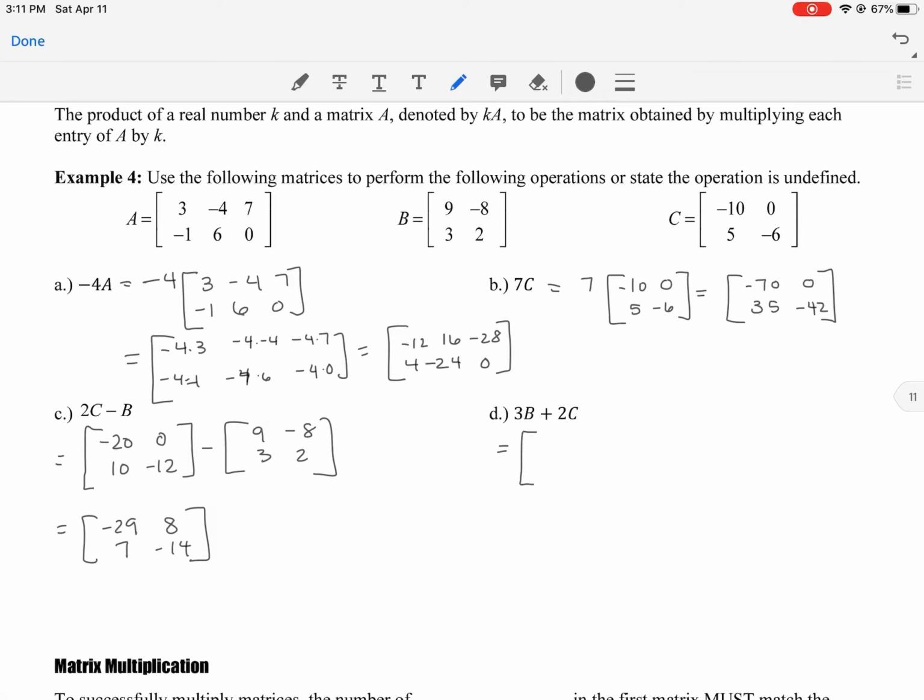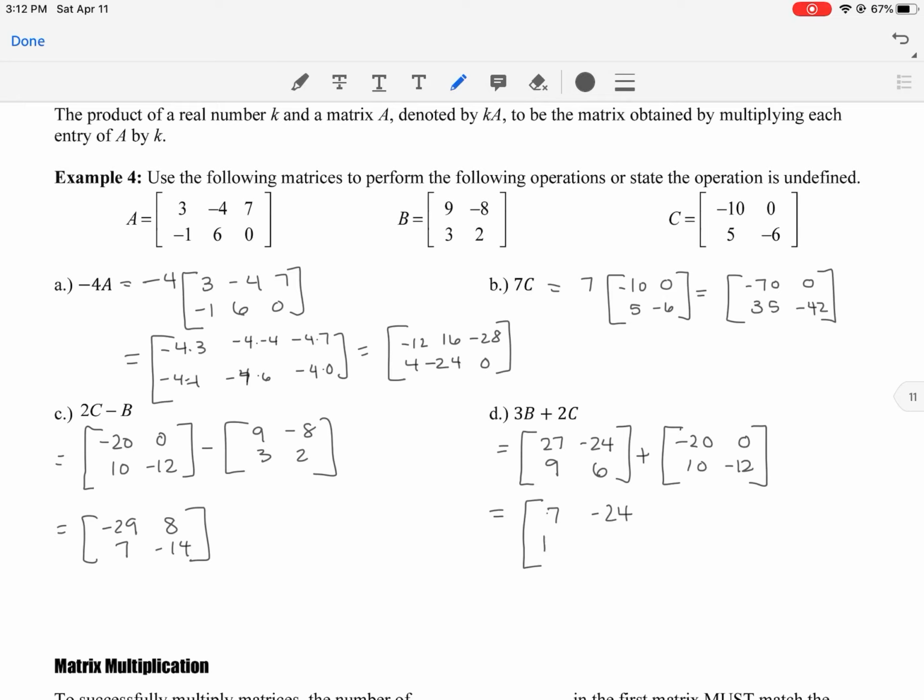Okay, and let's do the next one. So 3 times B. If I do 3 times 9, I get 27. 3 times -8 is -24. 3 times 3 is 9. 3 times 2 is 6. And then I'm doing 2 times C again. 2 times -10 is -20. 2 times 0 is 0. 2 times 5 is 10. 2 times -6 is -12.